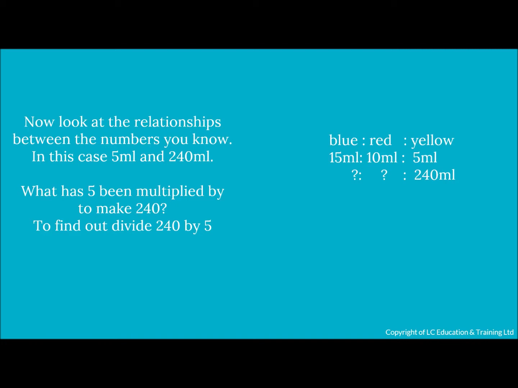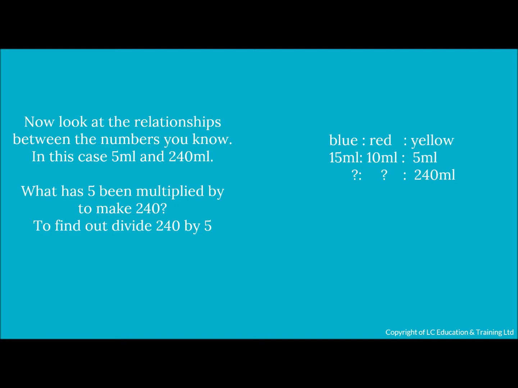In the last example it was easy with the blue, we could see it had doubled. This time it's not so obvious. So if it's not obvious, use division to find what we call your multiplication factor. So 240 divided by 5 will give you the number to multiply everything by.